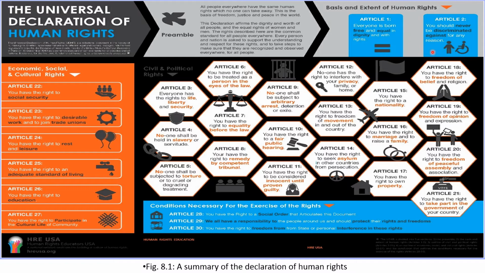Article 16, you have the right to marriage and to raise a family if you want to. But it doesn't mean that it's mandatory. Right mo lang yan. Article 17, you have the right to own property. Article 18, you have the right to freedom of belief and religion.